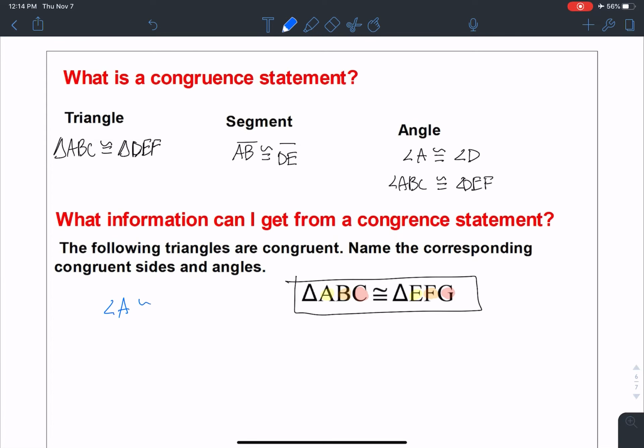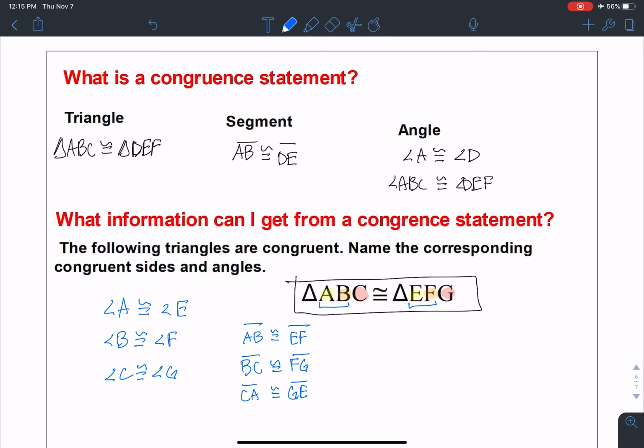You can also write segments that are congruent. So in this picture, or in this statement, AB is congruent to EF. So I could say segment AB is congruent to segment EF. Even without looking at the 2 triangles, I know which parts correspond, so I know which ones are congruent. So I could continue and say BC is congruent to FG, and then I could say segment CA is congruent to GE. So I can get all that information just from one congruence statement.